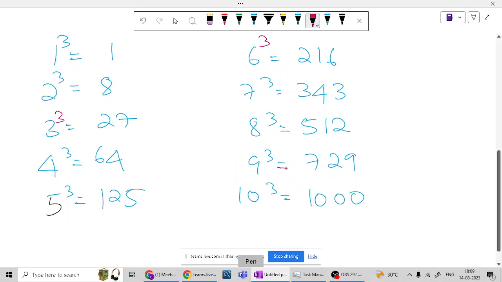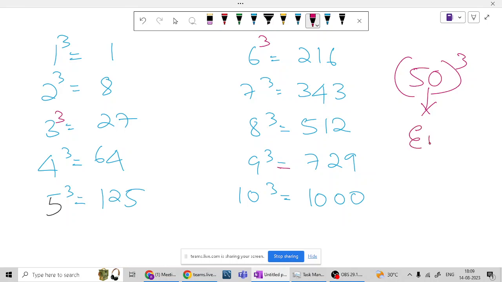They might ask you an MCQ question. You take any value, any question. You take, say, 50 cube. Is 50 odd or even? Even, sir. Very good. For even values, the result will also be even.